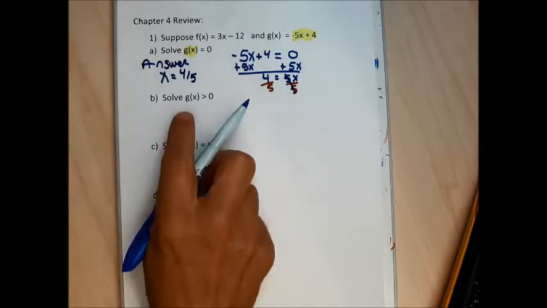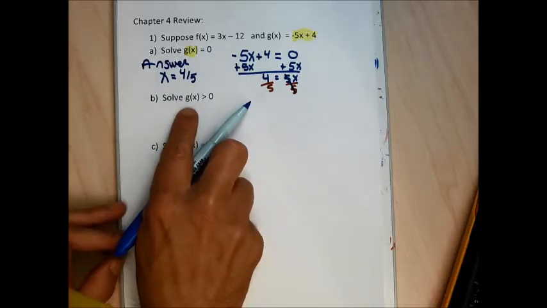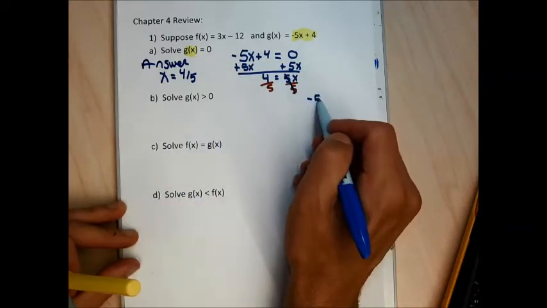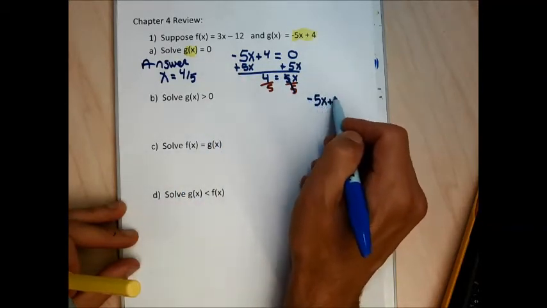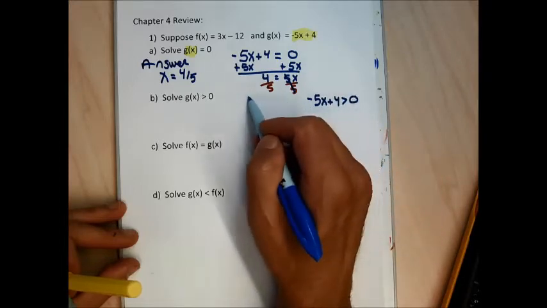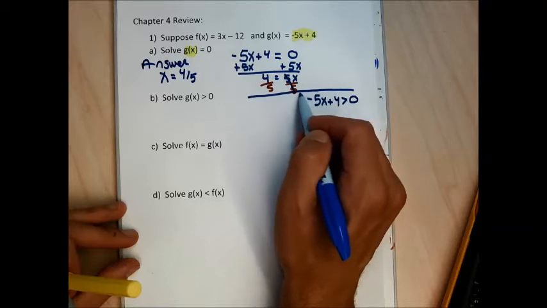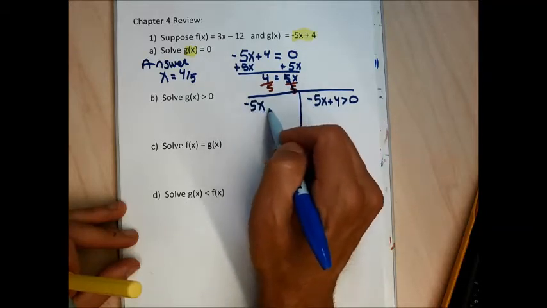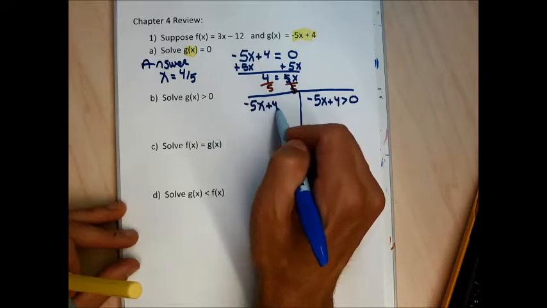For part B, I'm going to replace the g of x symbol with negative 5x plus 4. As I go to do part B, I'm going to do negative 5x plus 4 is greater than 0. There's two ways to solve this, so let me do both ways, and you can decide which way you want to do. They both give the answer that's equal to each other.